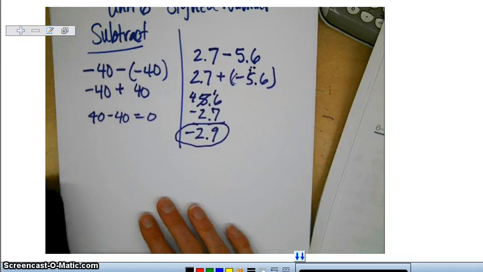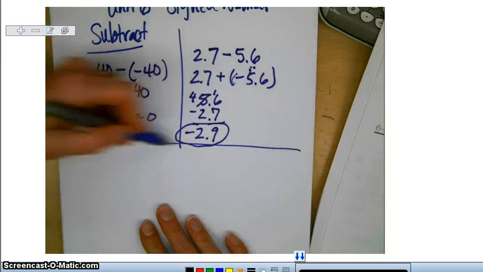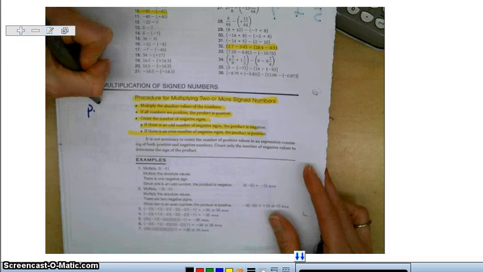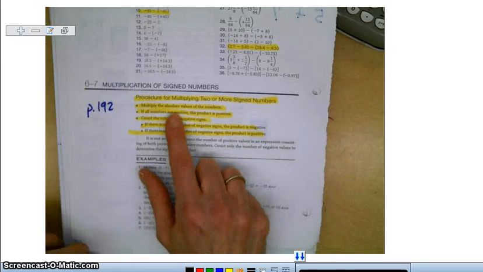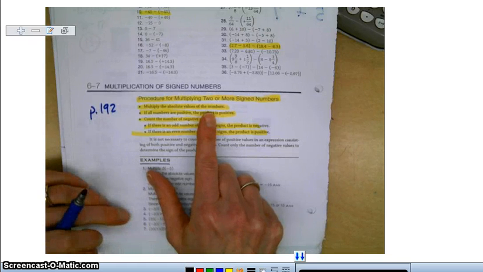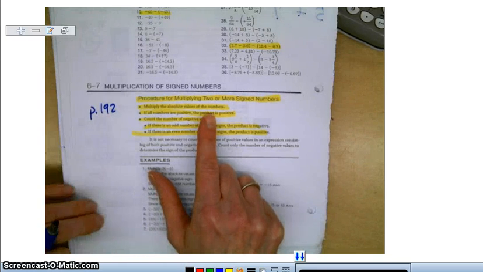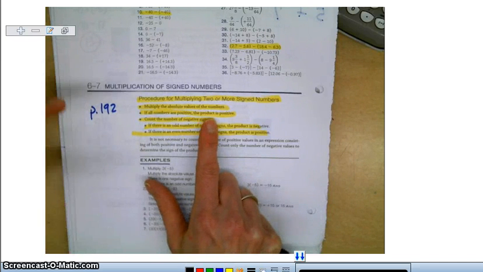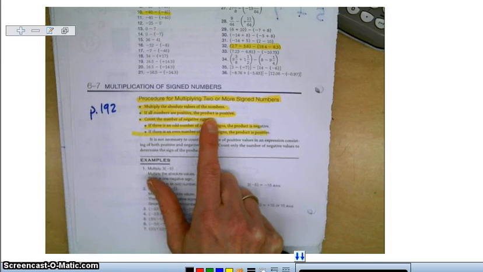All right, so now we move to multiplying and dividing. So when we multiply two or more signed numbers, this is on page 192, it says we multiply the absolute values of the numbers. So we just multiply the numbers. Absolute values, we just make them all positive and multiply them. If all the numbers are positive, the product is positive. That should be obvious. You've been multiplying positive numbers your whole life so far. So if they're all positive, the answer is positive.